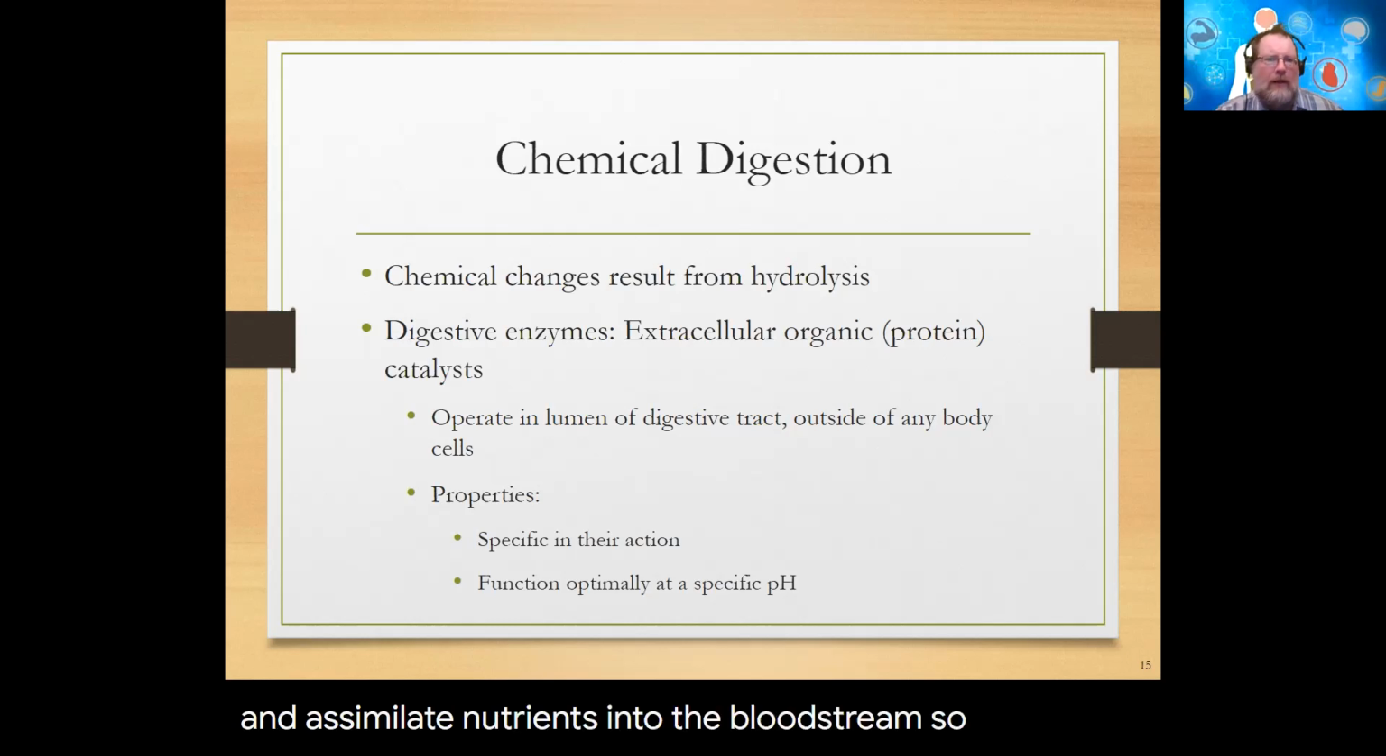So anyway, hydrolysis, that just simply means, again, we add water on the front end. So hydration is important.